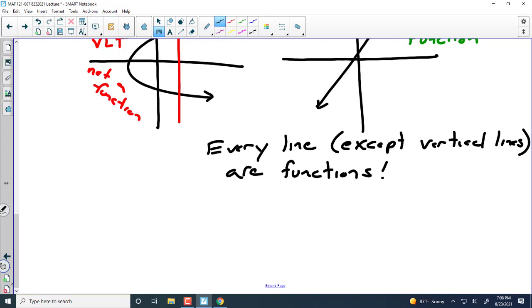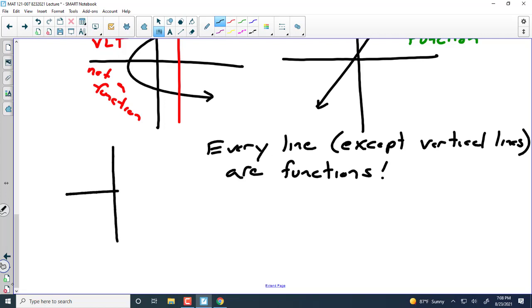Every single line you ever draw in mathematics, and remember what line means, everyone. There's no such thing in math as a curvy line. A line is straight, always. If you want to say a curvy line, you actually just say a curve. So every line except a vertical line is a function.